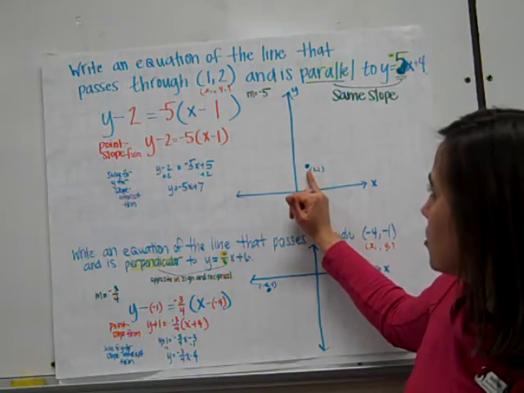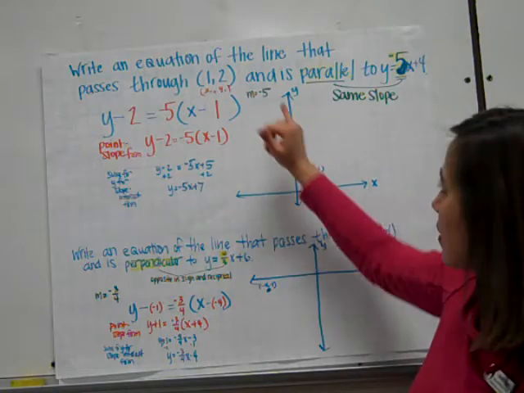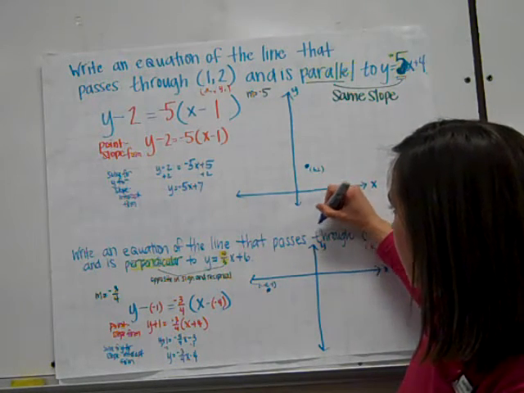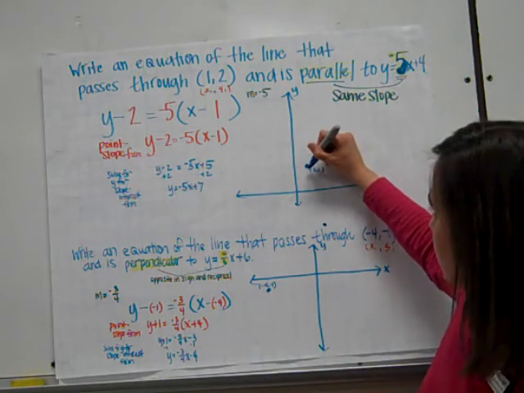I plotted (1, 2), which is my ordered pair that my line has to pass through. And if my slope is -5, I would go down 5, 1, 2, 3, 4, 5, and over 1. But unfortunately, that doesn't give me my y-intercept. So what I could do is work backwards.